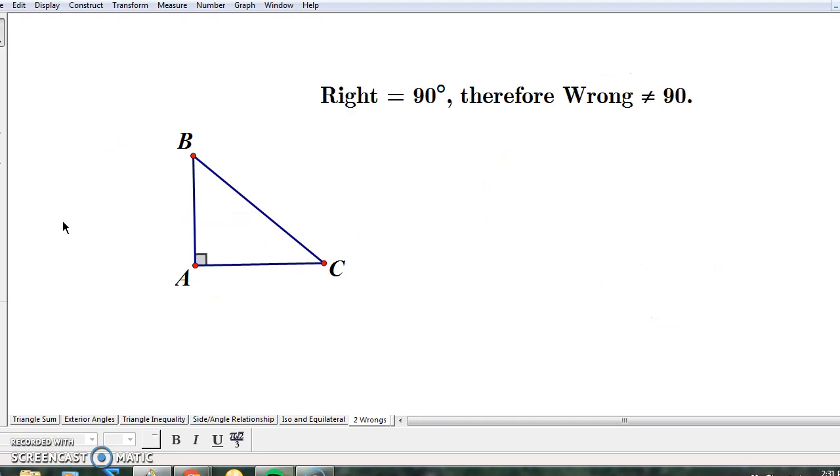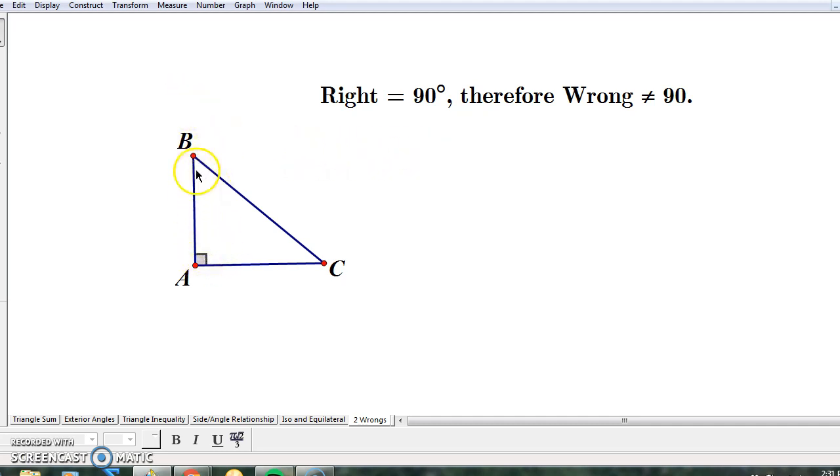Okay, this last one is my favorite. If we know that a right angle equals 90 degrees, and angle A is a right angle, if a right angle equals 90 degrees, we could say that a wrong angle is not 90 degrees. So in this case, we like to say that two wrongs do make a right. And here's what we mean.